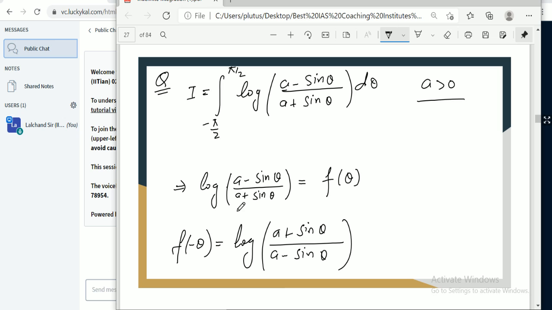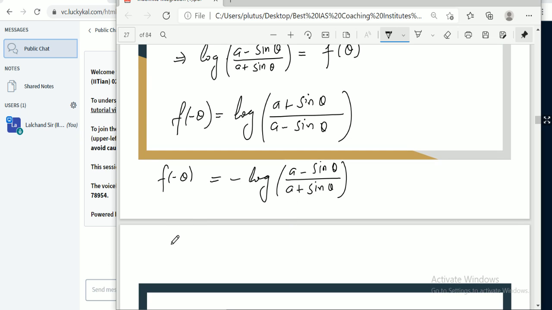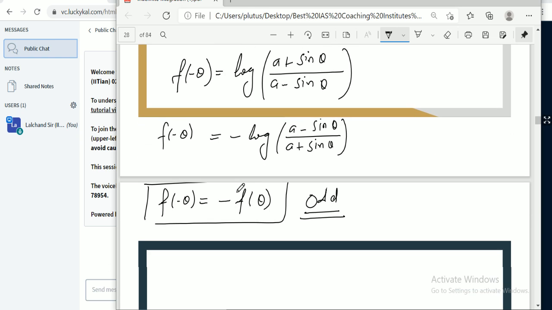Okay, so if we simplify this, if we take the reciprocal of this by using the property of logarithm, then I can write f of minus theta is equal to minus of log (a minus sin theta) divided by (a plus sin theta), isn't it? So we can say f of minus theta is equal to minus of f theta. Okay, so this is an odd function, isn't it? So this is basically an odd function.